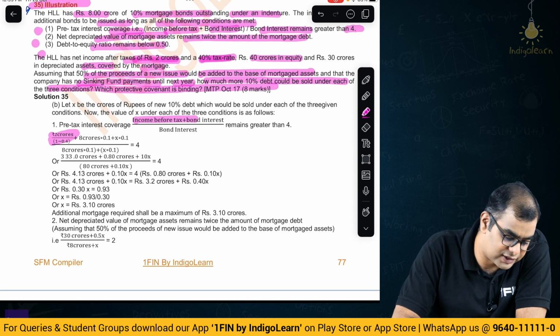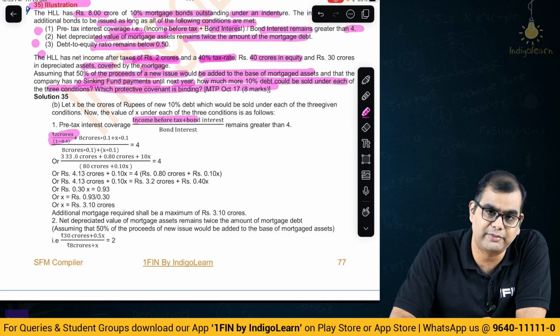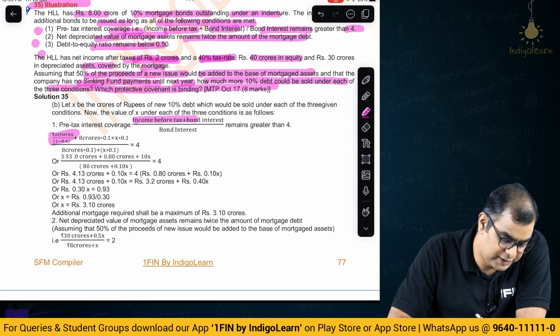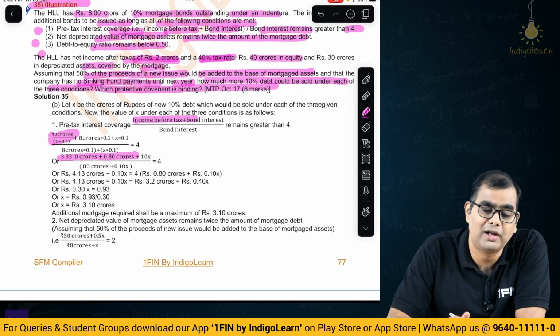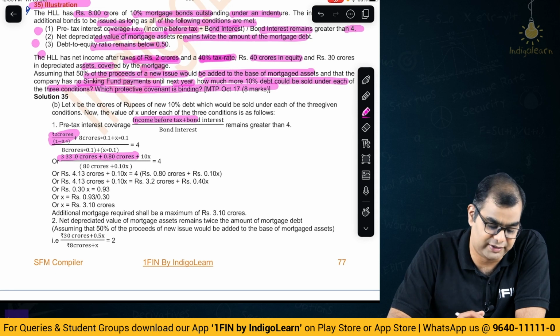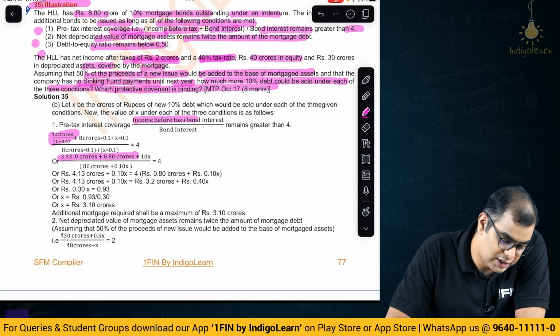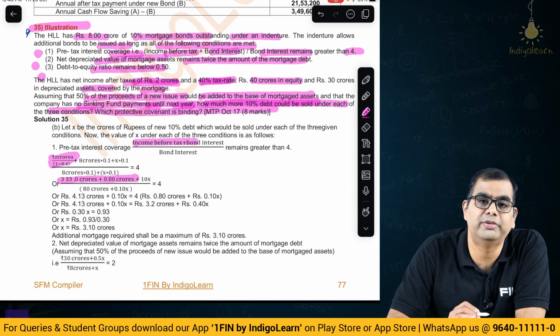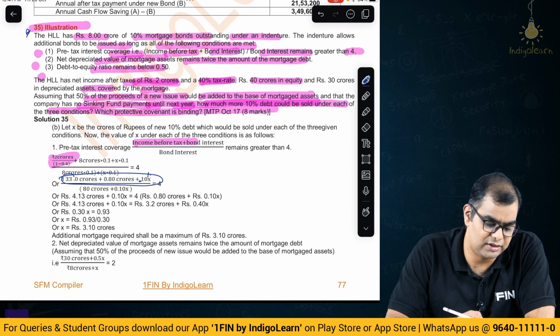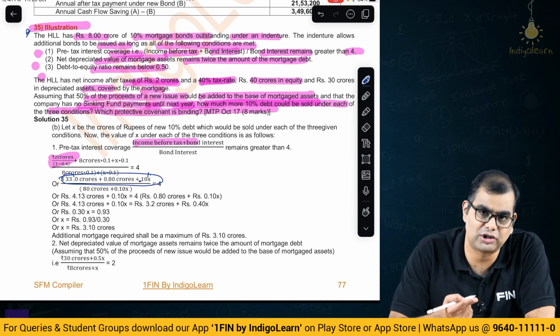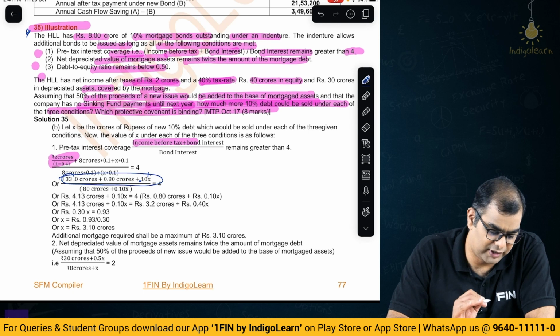To that you also add the interest. What is the interest? 8 crores of 10% mortgage bonds. 8 crores into 10% is 80 lakhs. So, 3.33 crores plus 80 lakhs, which is 4.13 crores. That is the existing EBIT, 4.13. Plus, you are planning to issue additional bonds. How much more 10% debt could be issued? Whatever is the existing EBIT, to that you also have this additional interest burden, right? So, for additional interest, let us assume that X is the total bonds issued or loan raised, of that 0.1X, right?